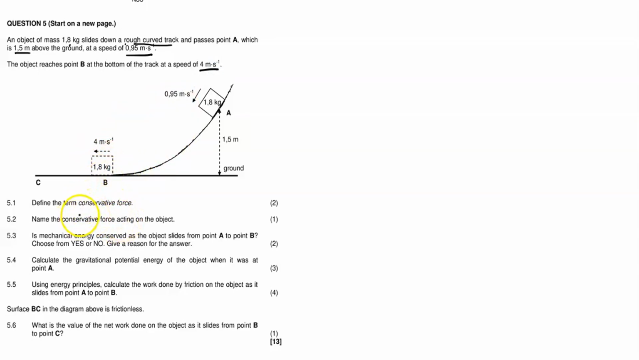Now the first question says define the term conservative force. Now the conservative force is the opposite of non-conservative force.